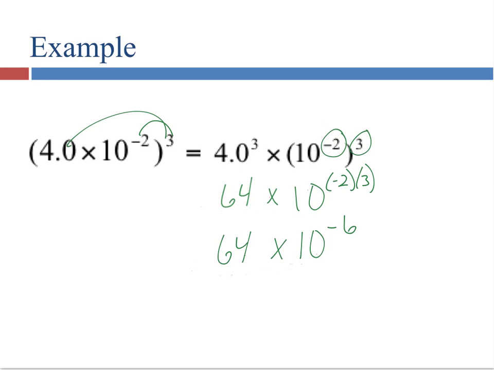Now, as you can see, this kind of looks like scientific notation, but it's really not there yet because our number is larger than 10. So we need to move the decimal point to make it 6.4. Since I moved it one place to the right, I'm going to increase this by 1. This is going to be times 10 to the negative 5.